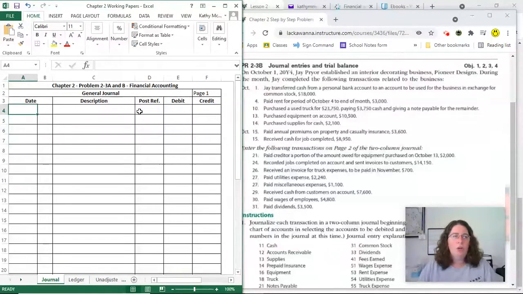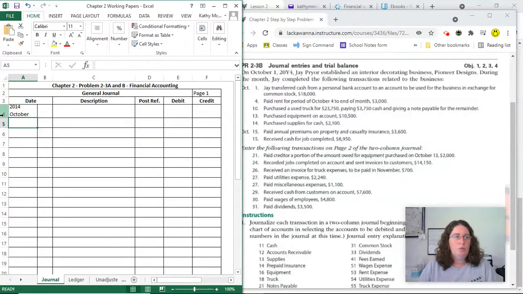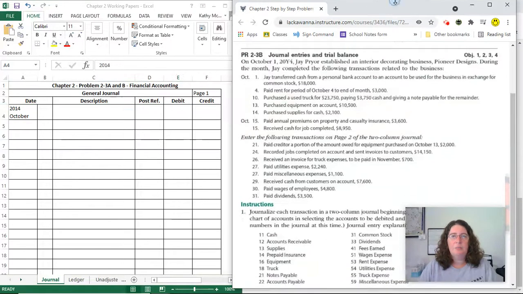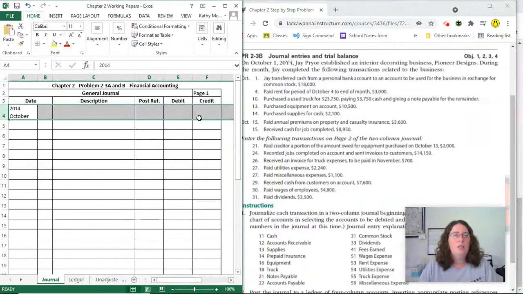Okay, so our date is October. Oh, we need the year first, so it's 2014. A little Excel reference: after I typed in the 2014, I held down the Alt key and pressed Enter, and it made my insertion point go down one line, but stay in the same box. Okay. So October of 2014 is my first entry, and it is October 1st. So 1 goes in that box.